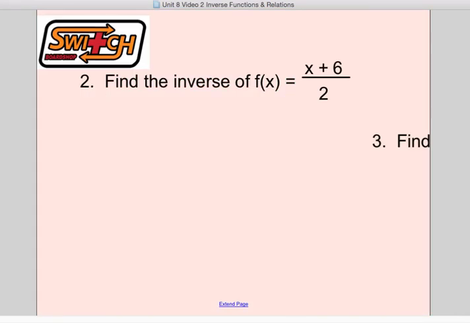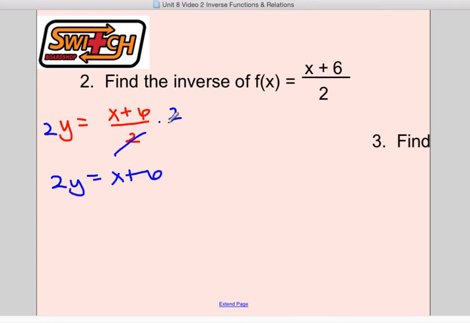Example 2 says find the inverse of f of x equals x plus 6 over 2. So first thing we do is just rewrite it as y equals x plus 6 over 2. We solve for x. First thing I'm going to do, multiply by 2. So I have 2y is equal to x plus 6, because those canceled. Now I would subtract 6. 2y minus 6, can't combine them. They are not like terms. So we have 2y minus 6 equals x.